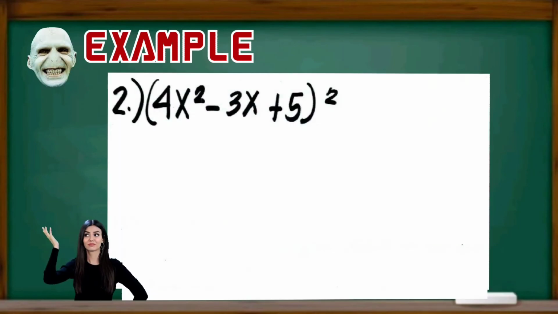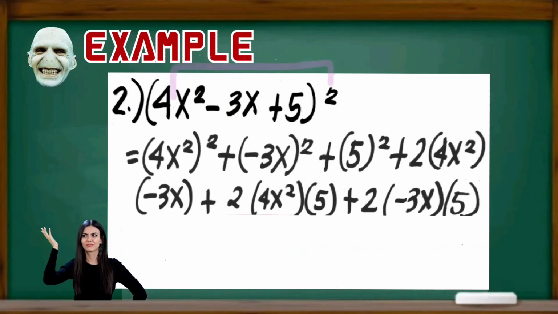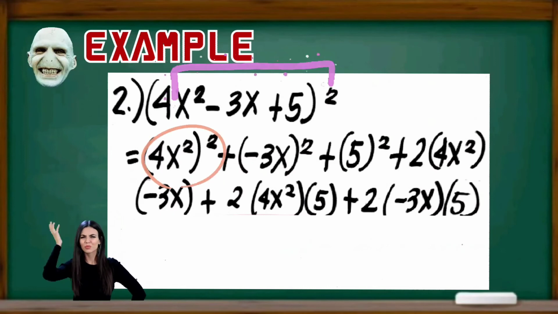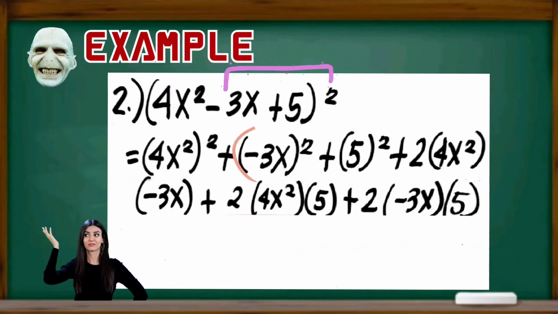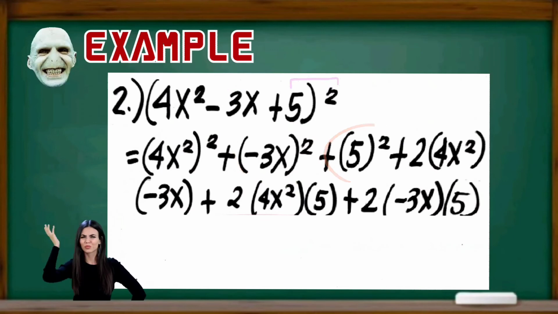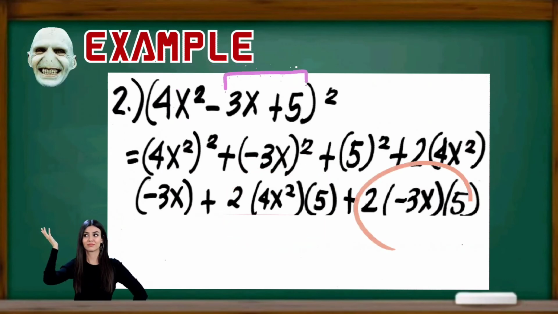Another example, (4x squared minus 3x plus 5) squared. So, ganun pa rin yung gagawin natin. So, equals (4x squared) squared plus (negative 3x) squared plus 5 squared plus 2 times 4x squared times negative 3x plus 2 times 4x squared times 5 plus 2 times negative 3x times 5.